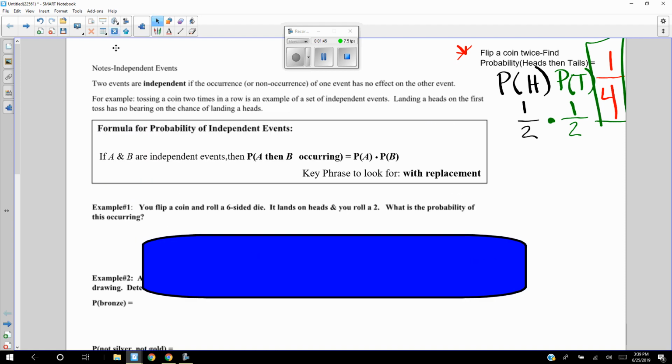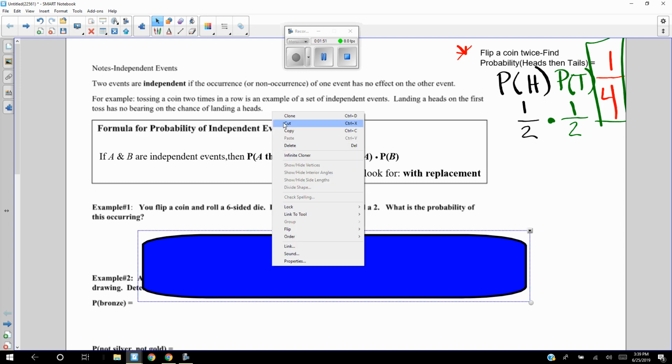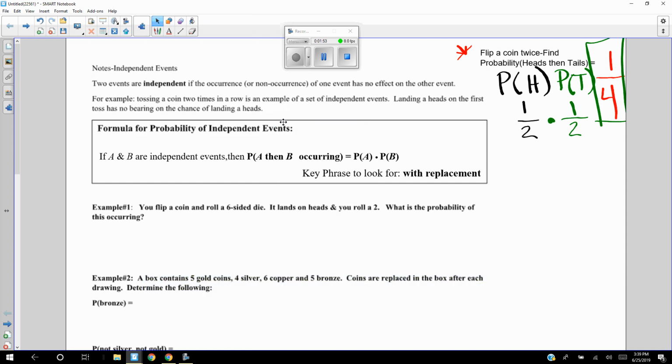And there's the formula. If you have 2 events and they are independent of one another, that is, the second event is not affected by the first event's outcome, then you just multiply the 2 probabilities together. Right here, this is not technically part of the formula. It's kind of a key phrase. It's not always going to be in a problem, but if you see the phrase with replacement, there's a really good chance that's an example of independent events.